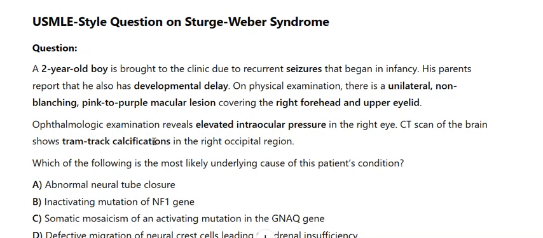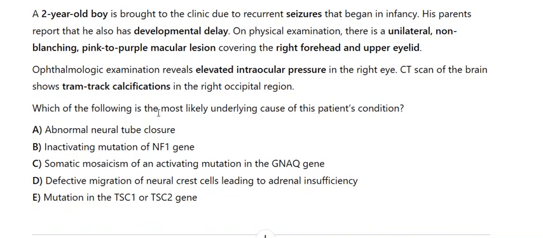Explanation: this patient has Sturge-Weber syndrome, SWS, a congenital neurocutaneous disorder characterized by port wine stain, nevus flammeus, in the V1-V2 distribution of the trigeminal nerve, seizures due to leptomeningeal angiomas, intellectual disability, glaucoma due to episcleral hemangioma, and tram-track calcifications seen on brain imaging.